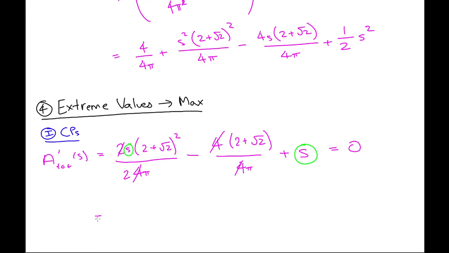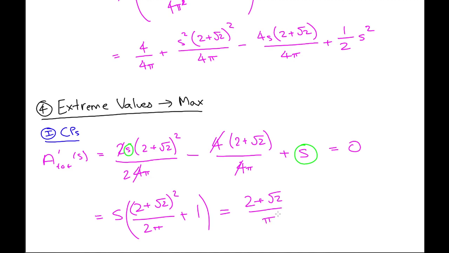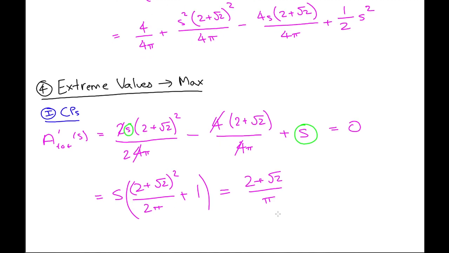So we'll have an s, 2 plus root 2 squared over 2 pi plus 1. Right, it's because we have that and that. And this is all going to be equal to 2 plus root 2 over pi. Okay. And now we just solve for s.